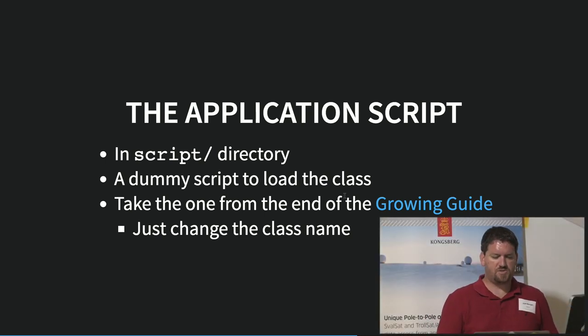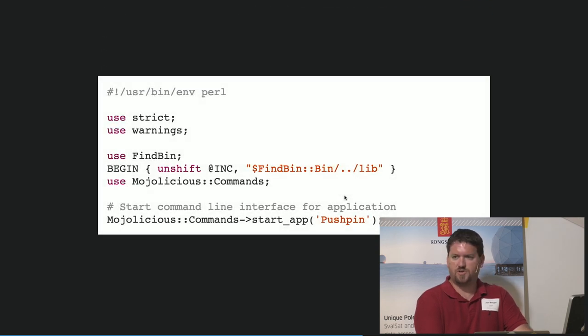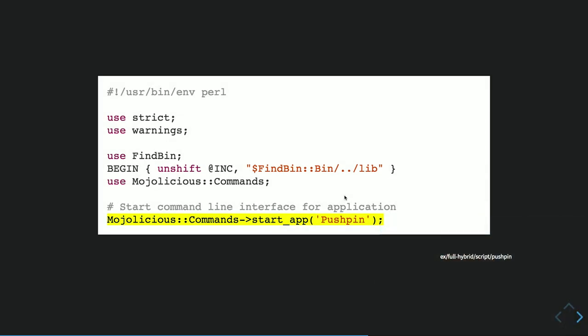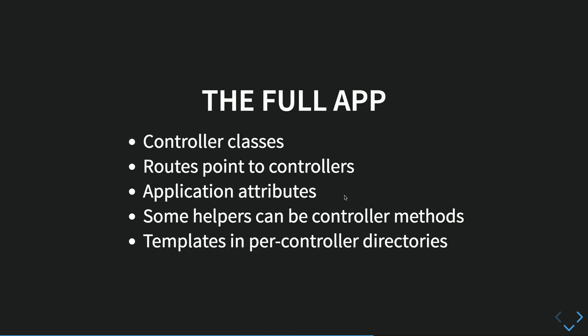Now we need an application script. This goes in a script directory, and it's just a dummy script intended to load the class. I always just take the one from the end of the growing guide, and I change the class name. So it looks exactly like this, and the only thing you have to change from the example in the growing guide is be sure to load the application that you're interested in. No problem. So that was the Lite style for the full app, the Lite hybrid.